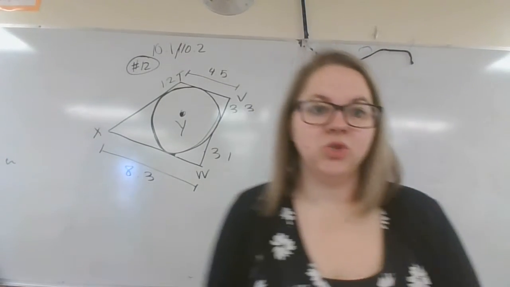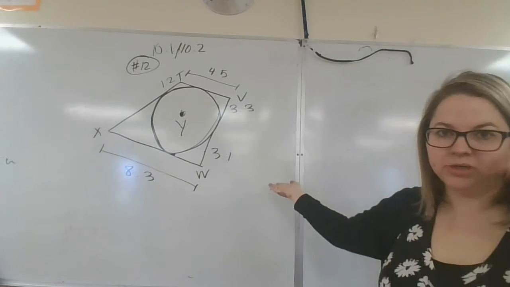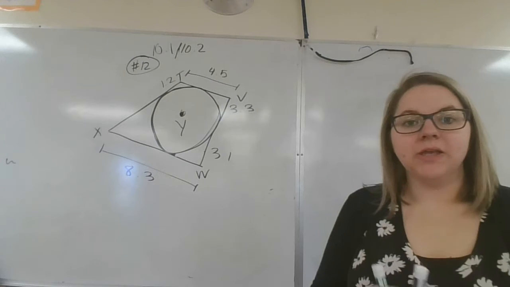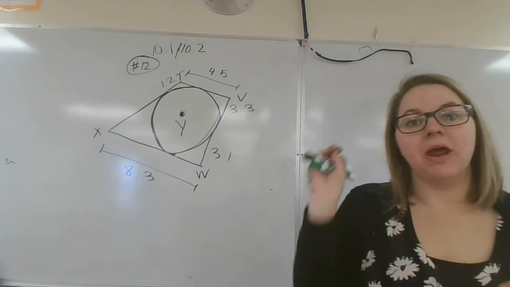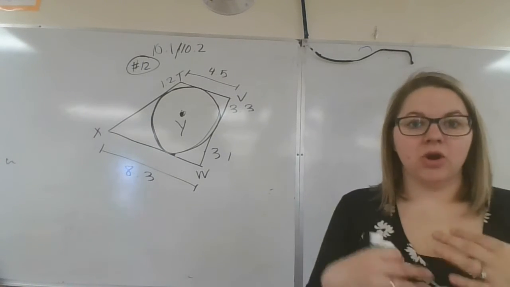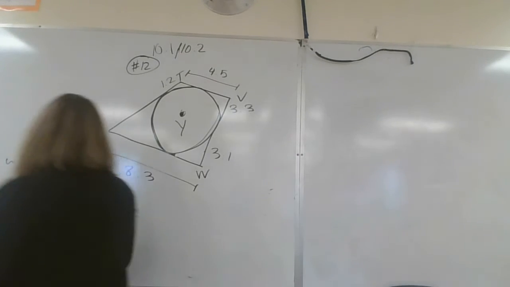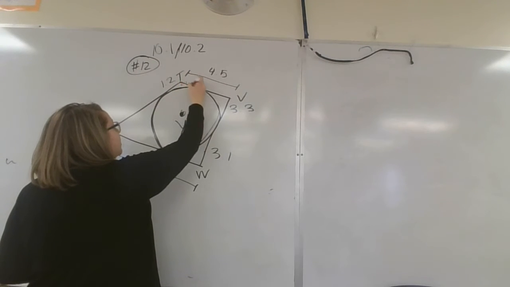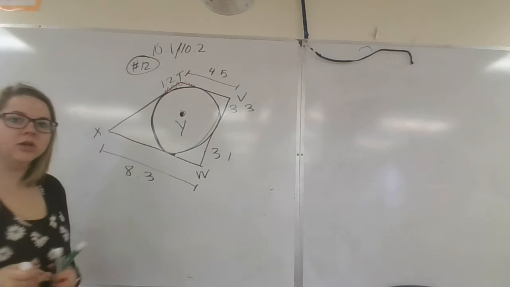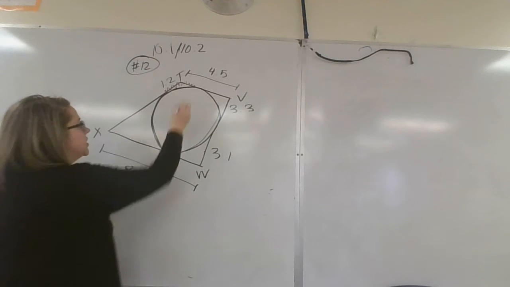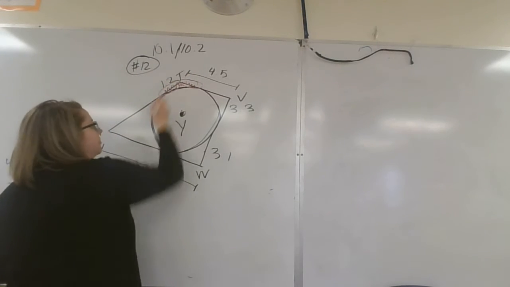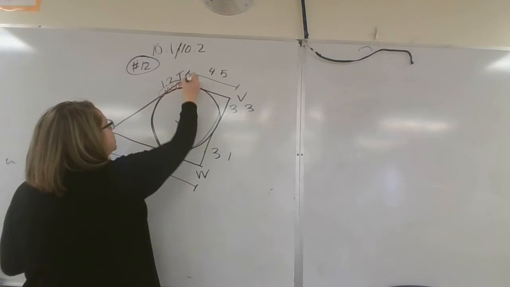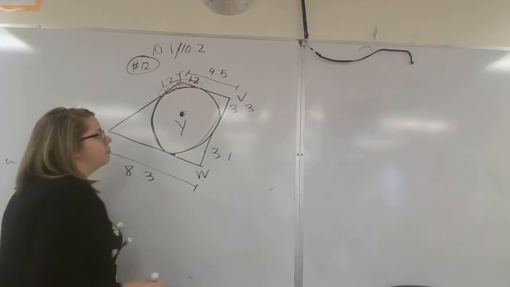Okay, so here is number 12 on 10.1, 10.2. Okay, basically the key thing you need to know here is if I have two tangent lines and they meet at a point outside of my circle, they are equal. So if you're looking at this, here is a tangent line, and this here is a tangent line. So those two equal each other. This right here and this right here. Okay, so if this is 1.2, then this has to be 1.2 right here. That just that small portion.